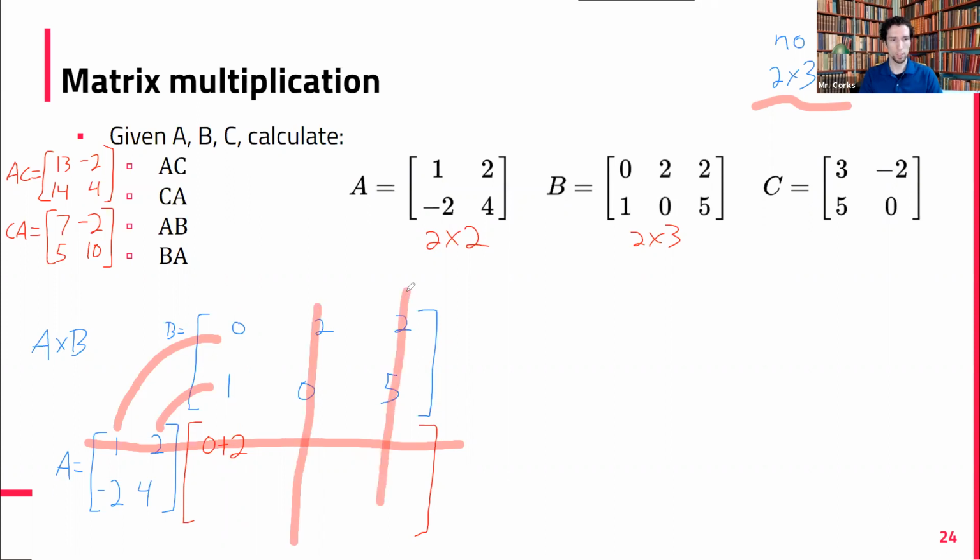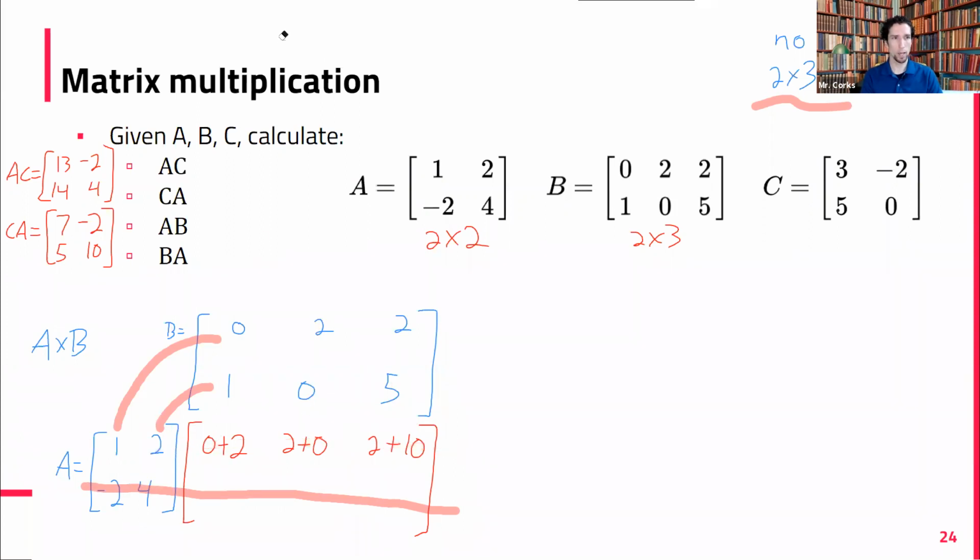Let's do the next ones here. 2 plus 0. Okay, 2 plus 0 here, and the last one? 2 plus 10. Any problems so far? No, seems like it's okay. Seems like it's working. So we'll continue for the bottom one. So just line up each of these like this.